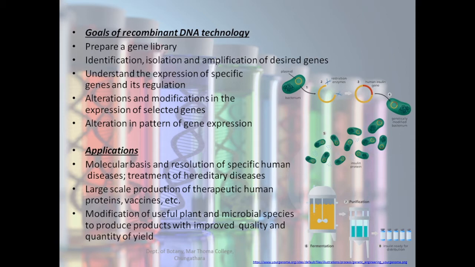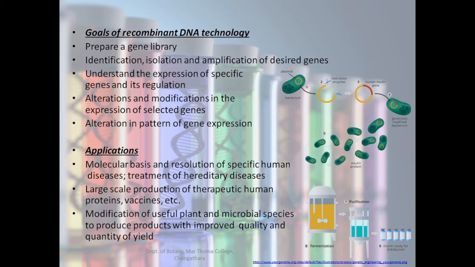technology. We can also carry out large-scale production of therapeutic human proteins like insulin, immunoplasmin, somatotropin, etc. Also, vaccines are produced in large amounts. So we use certain plants, products of plants, or even microorganisms for producing vaccines on a large scale. All these are carried out with the help of rDNA technology.